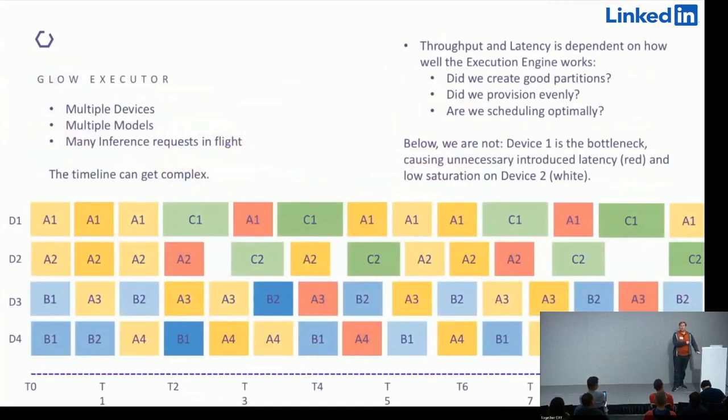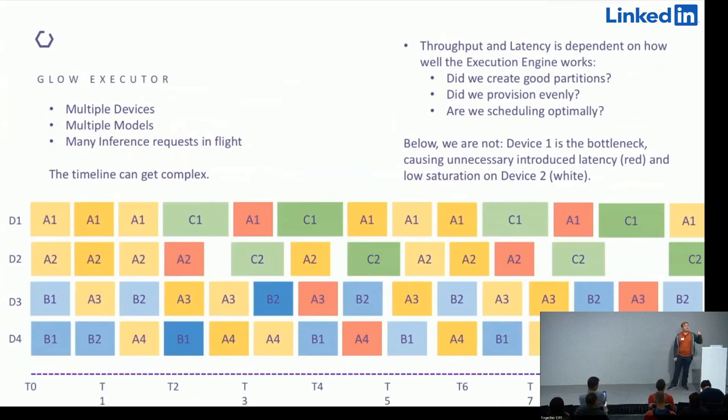So that was one system. This is a slightly more complicated situation where you have multiple devices, multiple networks loaded, and several in-flight requests. And so the scheduling can get a little interesting. So we start to ask questions like, were our partitions created well? Did we provision evenly by load? Are we scheduling optimally? And here, we've got some room for improvement.